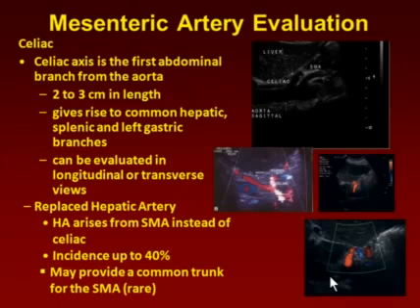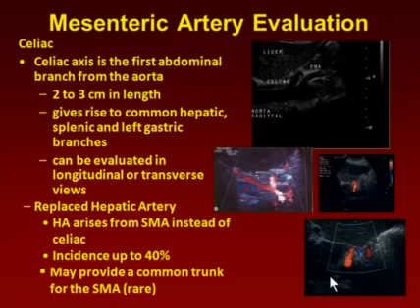The celiac axis is the first abdominal branch off of the aorta. It is about 2 to 3 centimeters in length and gives rise to the splenic, common hepatic, and left gastric branches. This can be evaluated in either longitudinal or transverse views. You get that Y division where the hepatic and splenic form a seagull, or Y approach, as some people call it. This again can be evaluated in either longitudinal or transverse, whatever works best to see the bifurcation of those.